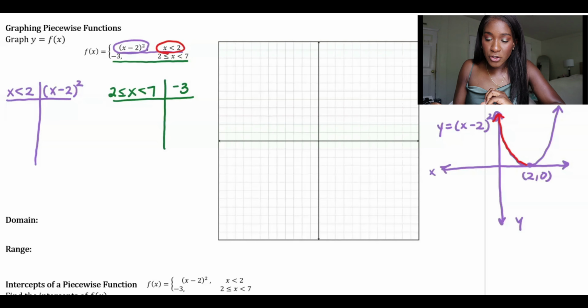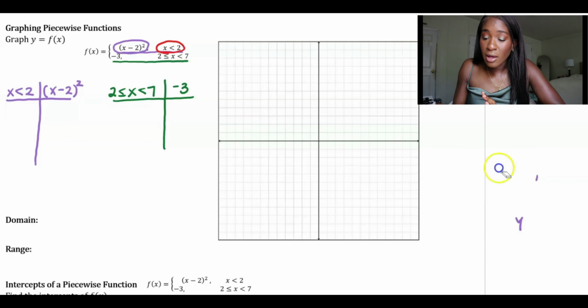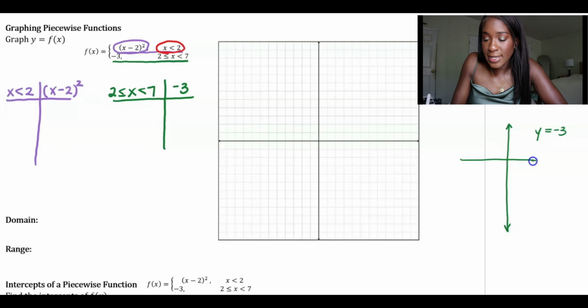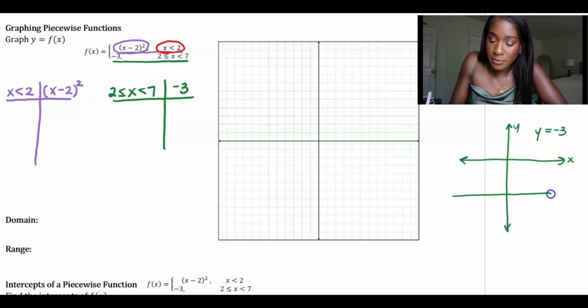For the second function, that negative 3, y is equal to negative 3. That graph is just a horizontal line that hits the y-axis down at negative 3. So that graph just looks like this.